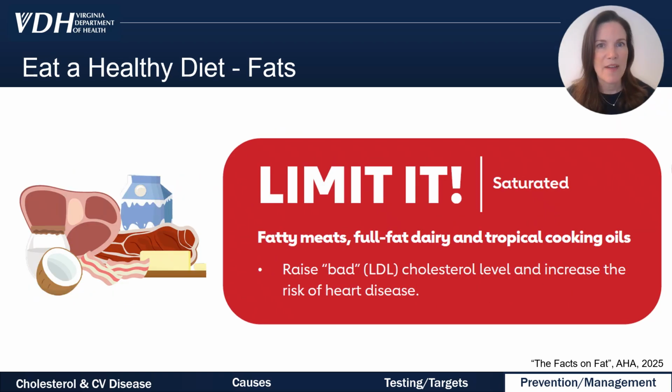The next type of fat is saturated fat, and this is a type of fat that we want to try to eat only in limited amounts. Saturated fats are found in fatty meats, full-fat dairy products, and tropical cooking oils like palm oil and coconut oil that are commonly used in commercially prepared baked goods and other processed foods.